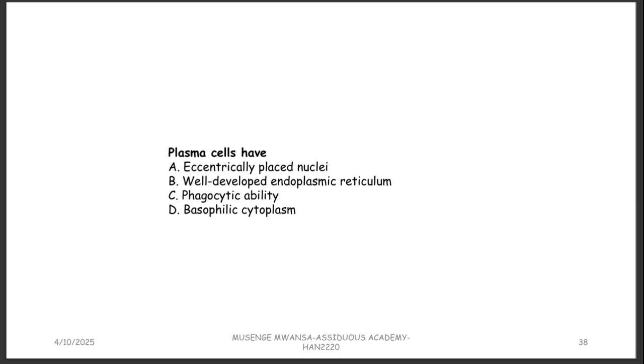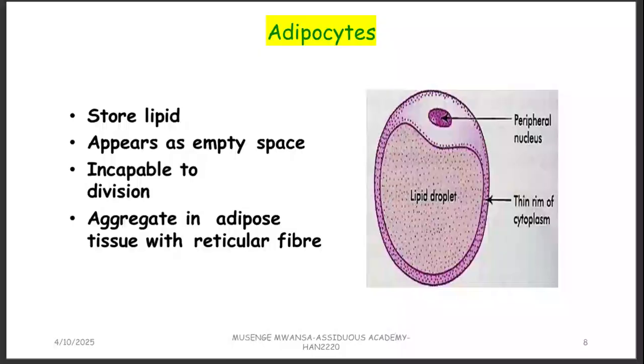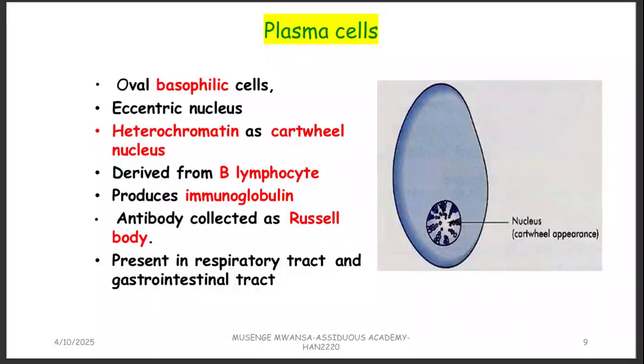Okay, so let's start with this: plasma cells produce antibodies. When you look at their nucleus, their distinctive feature is the way it is cut in appearance, and besides that, where is it? It's at the end, so that is the eccentrically placed nucleus.